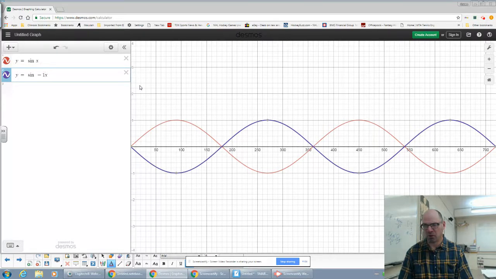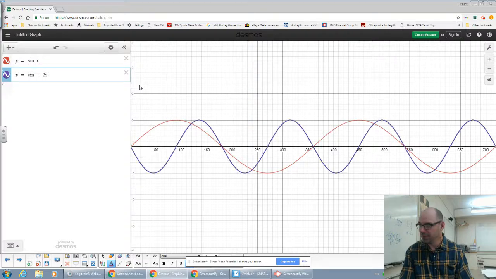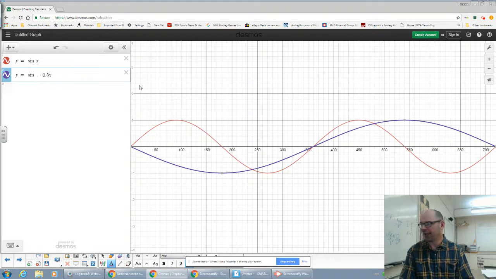And you're like, well, didn't it change the period? No, because negative 1 into 360 is still 360 in length, but it flips it over. Put negative 2 in there, sorry, I got 2 negatives, it flips it over and shortens the period. Put negative 0.5, it flips it over and lengthens the period.